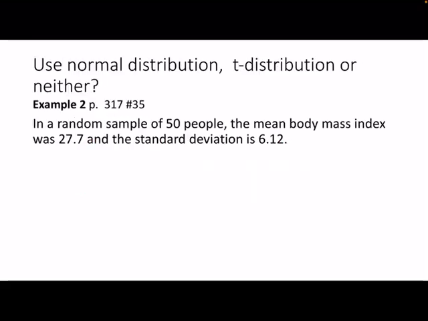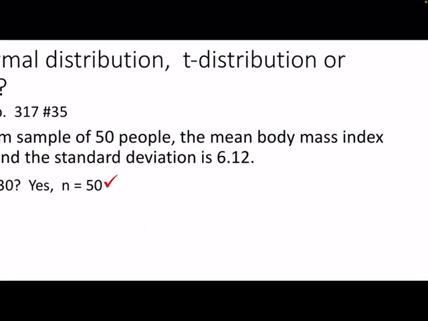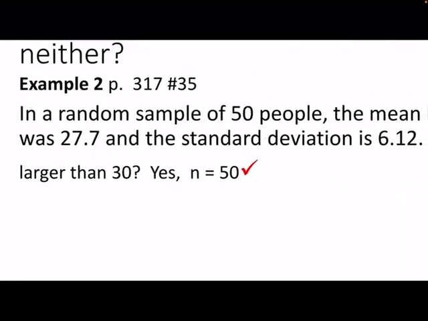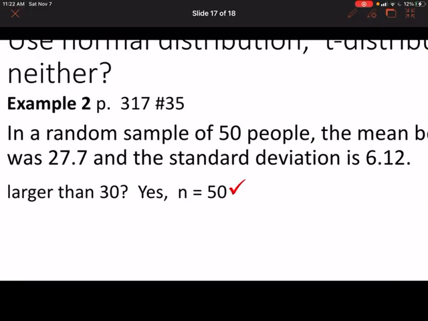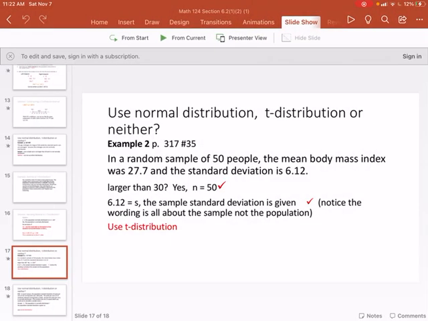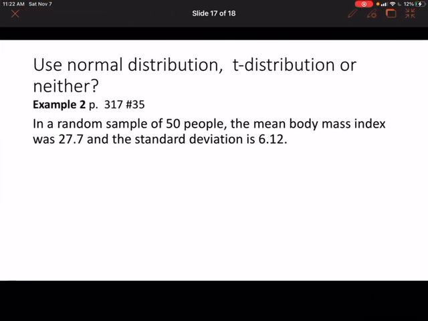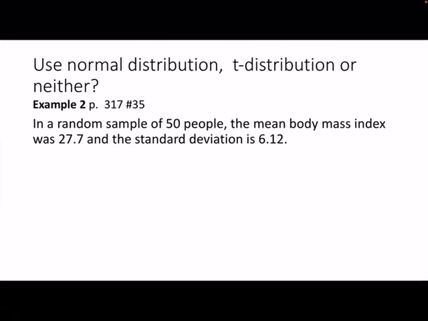Okay, so what can we use here? Let's see. Can we even do it at all? Whoops. I've got the answer showing. Sorry about this. So again, I'm using my iPad and I don't usually. So, okay, here's the problem. In a random sample of 50 people, look at n is greater than 30, so we're good there. So we can do something. The mean body mass index was 27.7, and the standard deviation is 6.12.